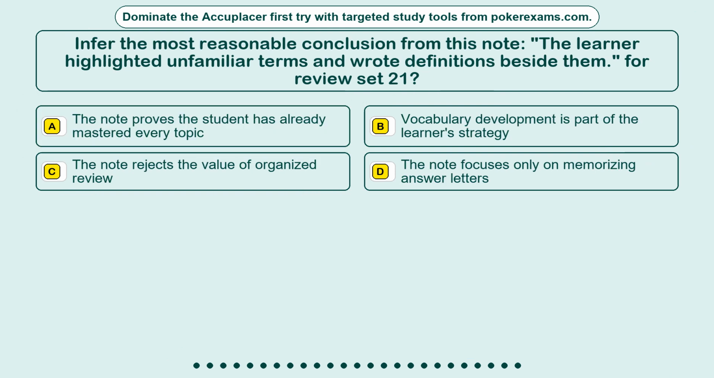Question 14. Infer the most reasonable conclusion from this note. The learner highlighted unfamiliar terms and wrote definitions beside them. For review set 21. Option A. The note proves the student has already mastered every topic.